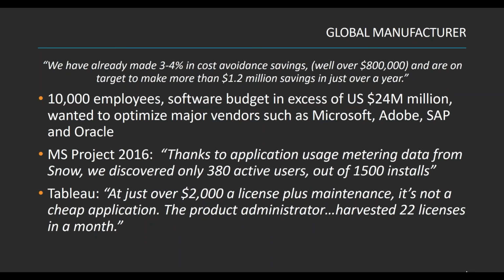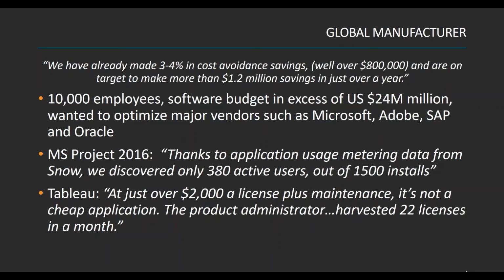So let's take a look at two examples of software. There were more, but these are some of the most promising ones. Microsoft Project 2016: they knew they were going to transition to the new version, and they had 1,500 installations. They would normally look at Microsoft SCCM and say, okay, how many have I got? I've got 1,500. Great, let's buy 1,500 of the next version. And that would have cost about $700,000.